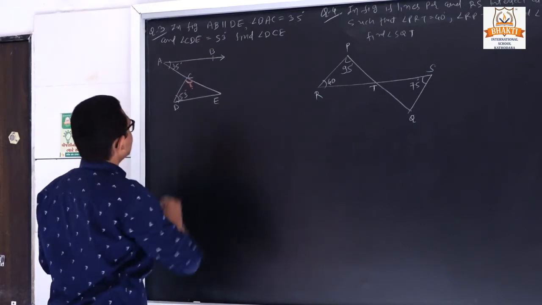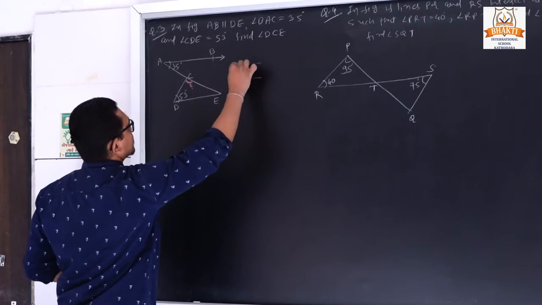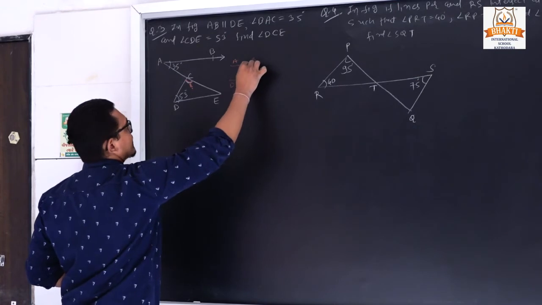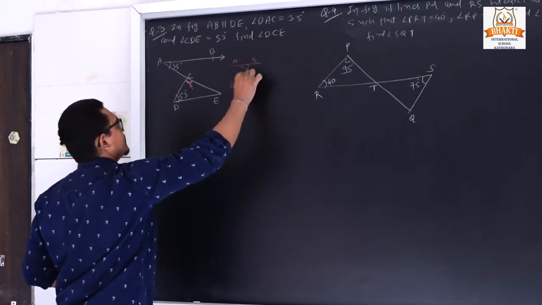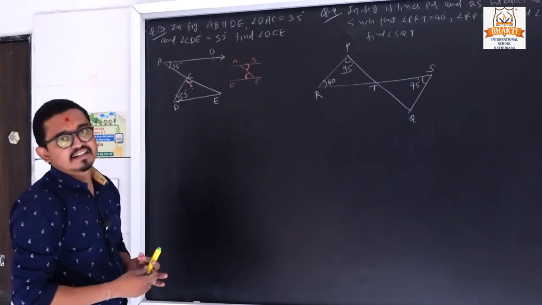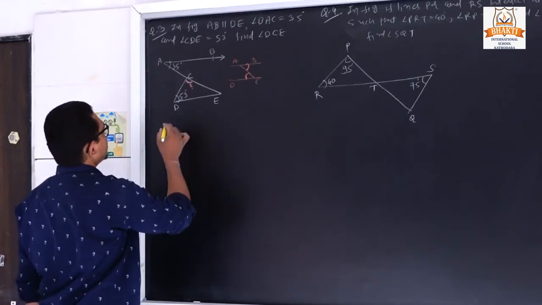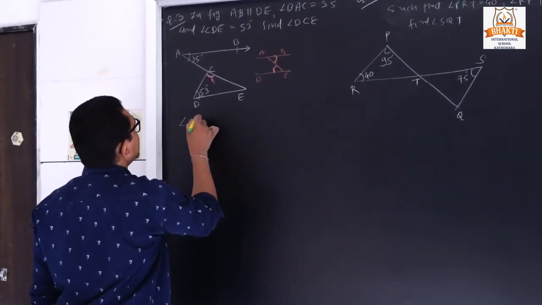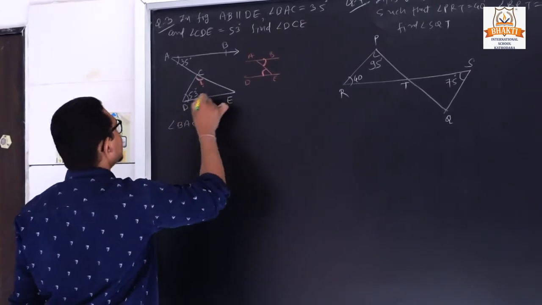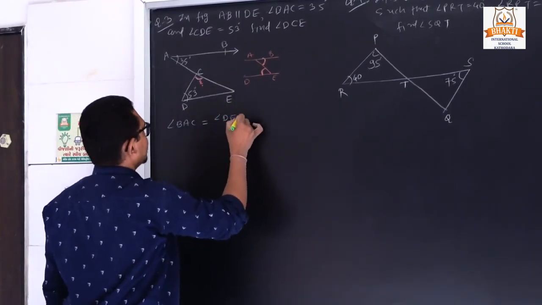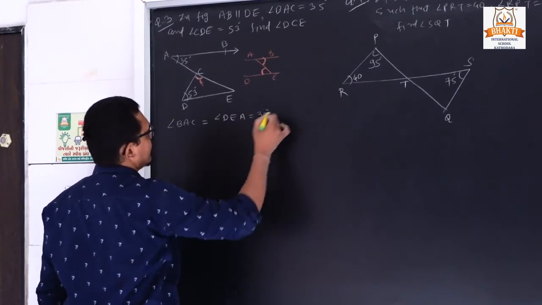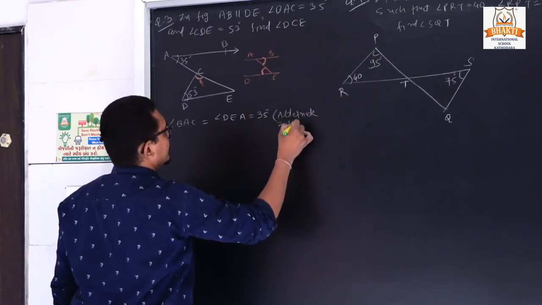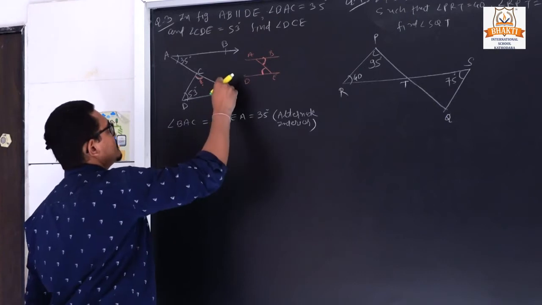So see that these both lines are parallel, we can give the names AB and DE. So this angle and this angle are the same, clear? Alternate interior, clear? It is called alternate interior. So we can write angle BAC is equal to DEA is equal to 35, alternate interior. So this is a 35 degree.